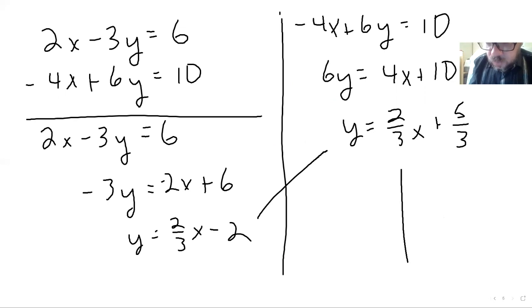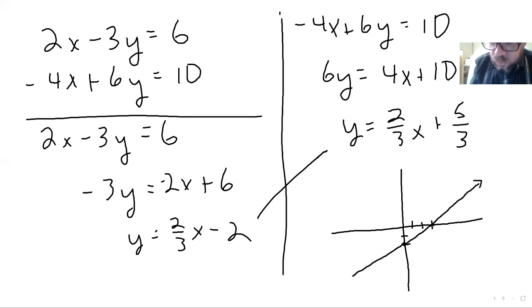2/3 x minus 2, 1, 2, 1, 2, 3. So it was like this. And the other one, 2/3 x plus 5/3. Well, 5/3 is 1 2/3. 1 2/3 is a little bit less than 2, so here-ish. And it's got a slope of 2/3, so it's parallel to this other line. So I'm going to go up 2 and right 3 and get something that looks roughly like this. It's not my best drawing of parallel, but I hope it's clear.